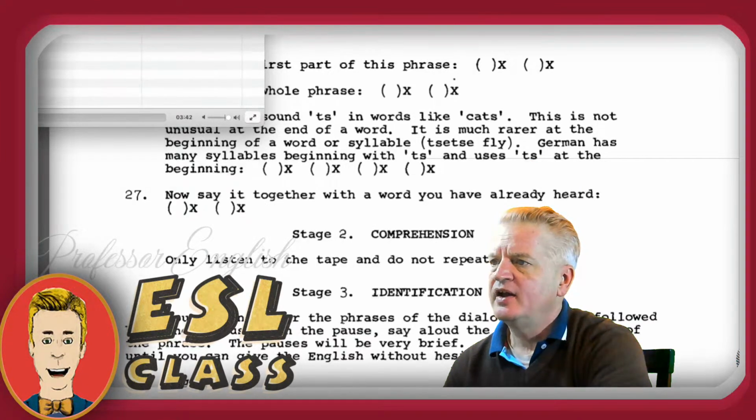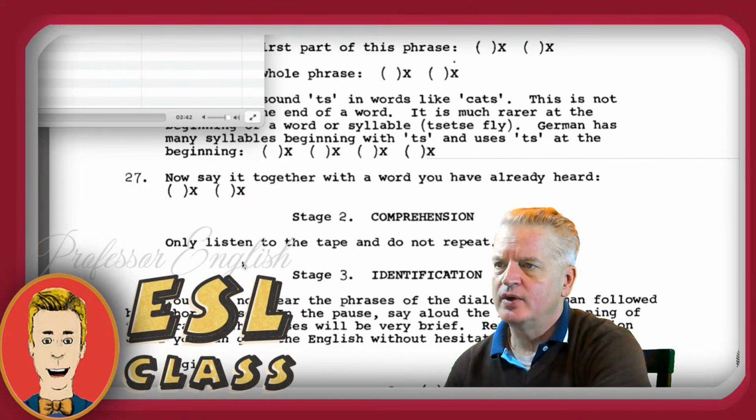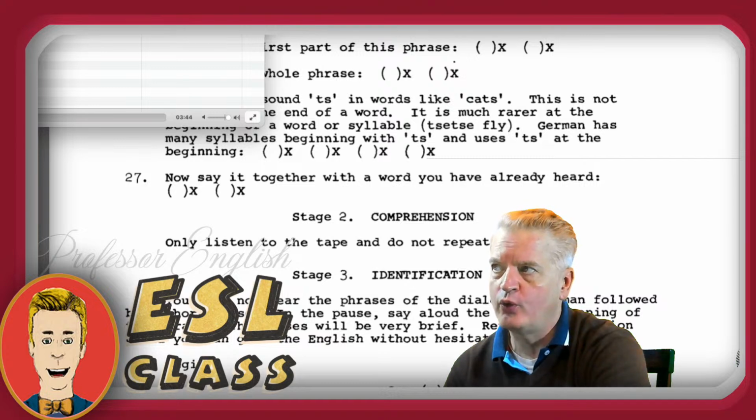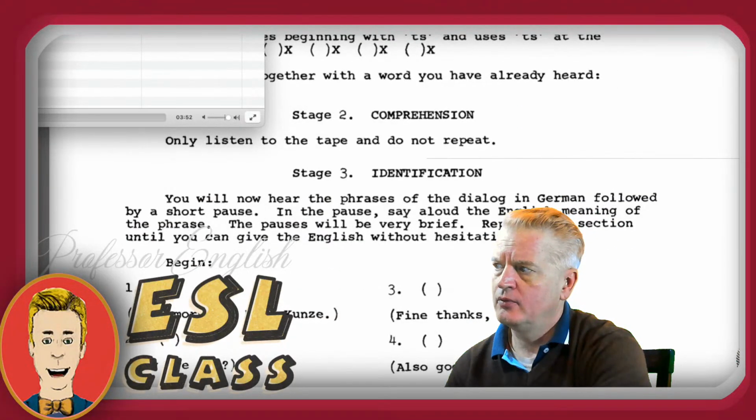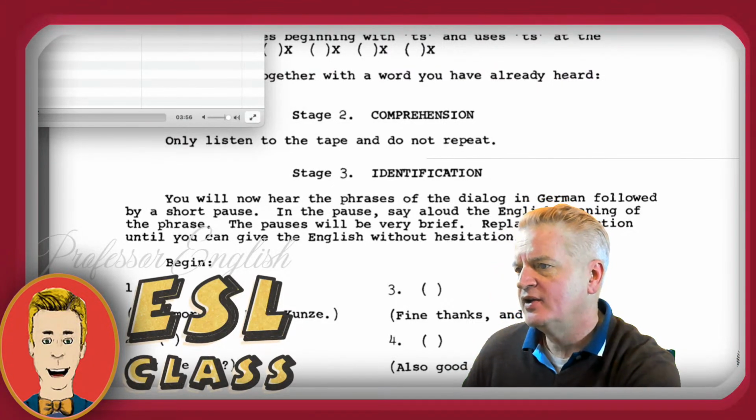27. Now say it together with a word that you have already heard. Zum Bahnhof. Zum Bahnhof. Stage 2, Comprehension. Only listen and do not repeat.